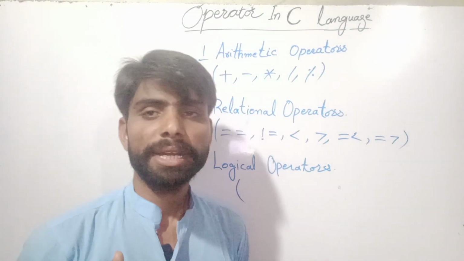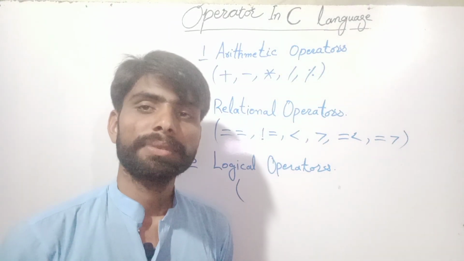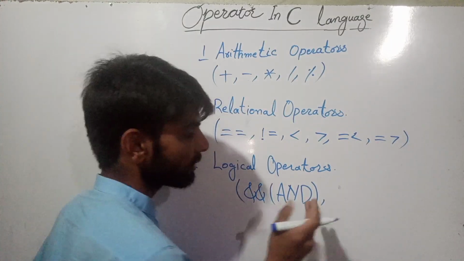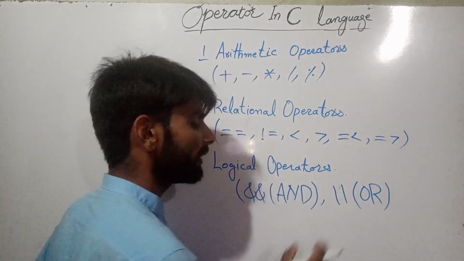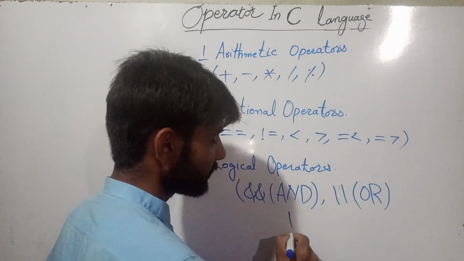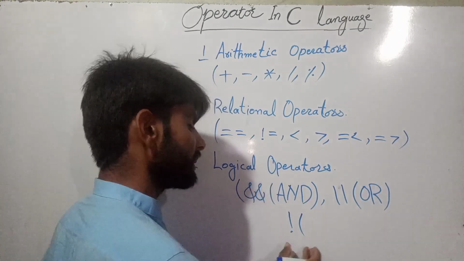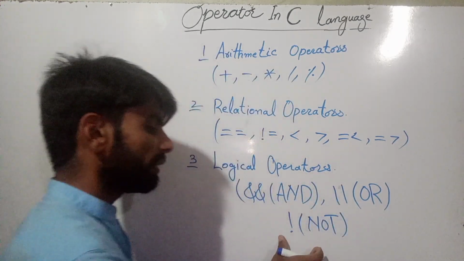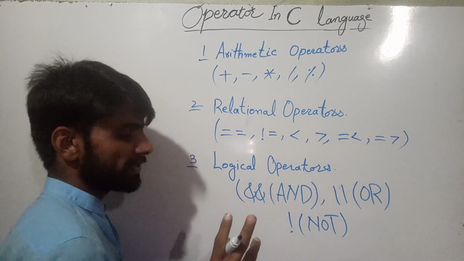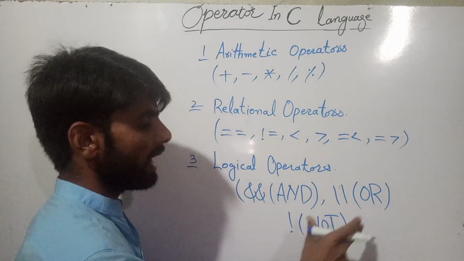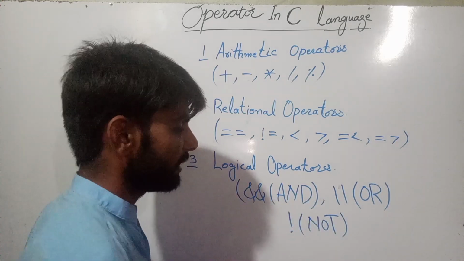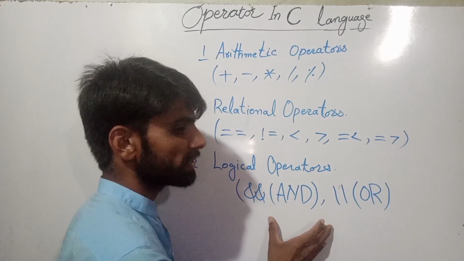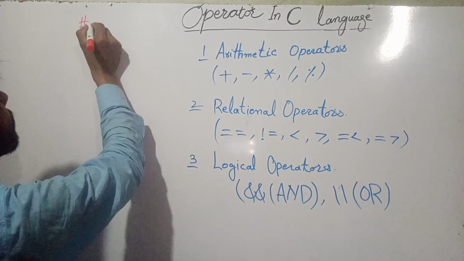Two operators are binary operators, and one operator is a unary operator. The first one is the AND operator, the second one is the OR operator, and the third one is the NOT operator, that is a unary operator, because the NOT operator uses only one operand. So that's why it is a unary operator, and the other two are binary operators. Now we'll understand with an example how they combine conditions in C programs.